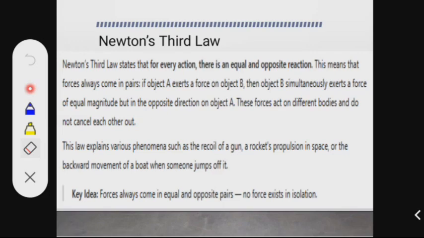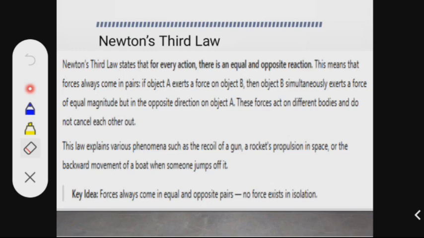So this law explains various phenomena such as the recoil of a rocket propulsion in space, or the backward movement when someone jumps off a boat. This is what actually happens when you shoot a gun. You shoot the gun forward, and the gun moves backward, moving the person that shoots the gun backward. So this is the law that is applied in that case.